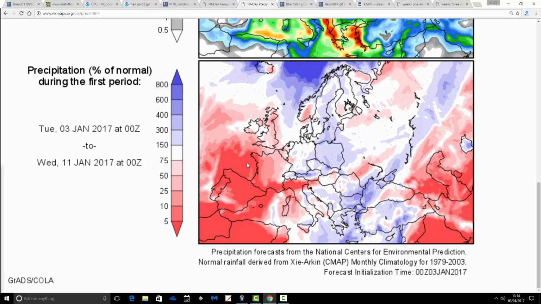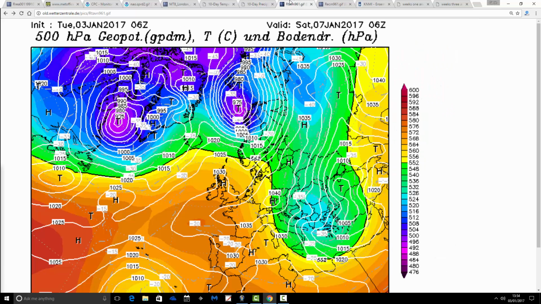This precipitation anomaly showing that in the west of Europe it's generally drier than average but close to the ridge. Again, over in the east of Europe it's wetter, or there's more precipitation around. Of course, with the cold temperatures, the vast majority of that precipitation is going to be snow.